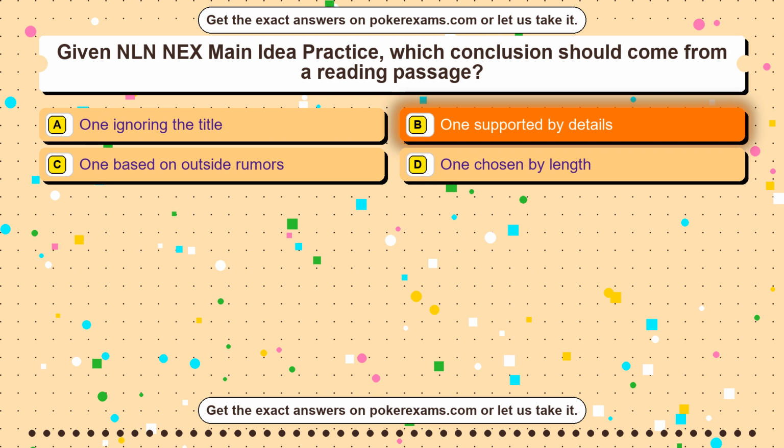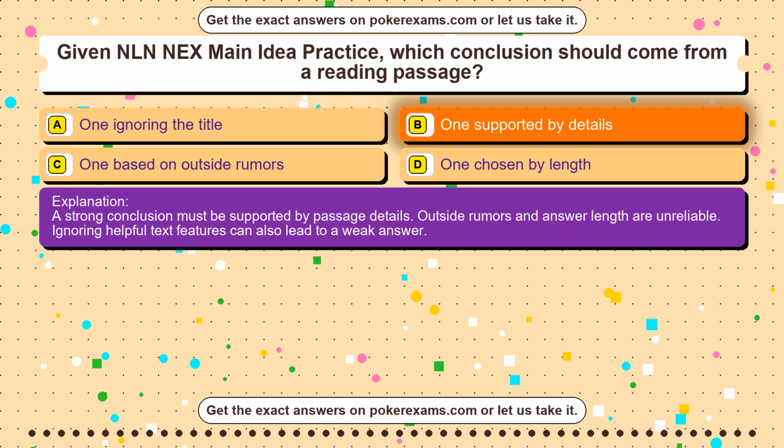Supported by details. A strong conclusion must be supported by passage details. Outside rumors and answer length are unreliable. Ignoring helpful text features can also lead to a weak answer.